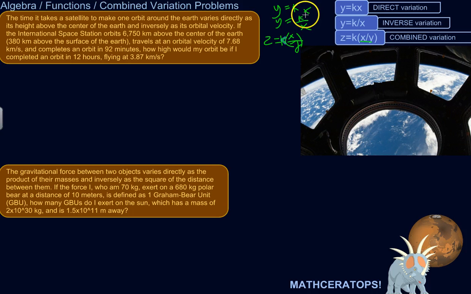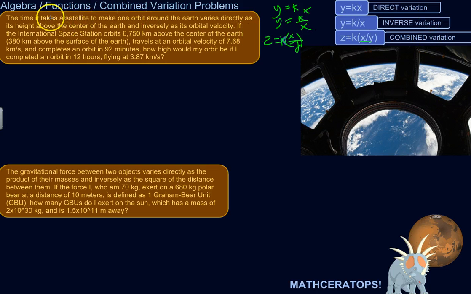All right. So let's try decoding some combined variation problems. Let me practice talking first, and then we'll practice doing some math. Okay, so combined variation. There's going to be a bunch of words and numbers, but we'll make it all clear.